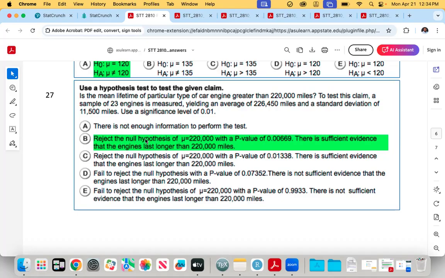That is our decision. We reject the null hypothesis, and then we conclude that there is what? Sufficient evidence. Anytime you reject the null hypothesis, there is what? Sufficient evidence. Is that okay? Good. So there is sufficient evidence that the engine lasts longer than 220,000 miles.